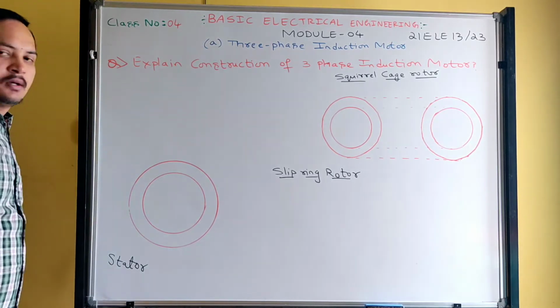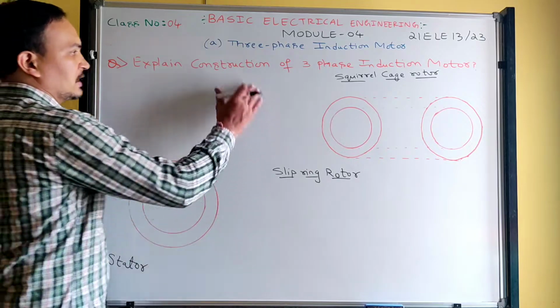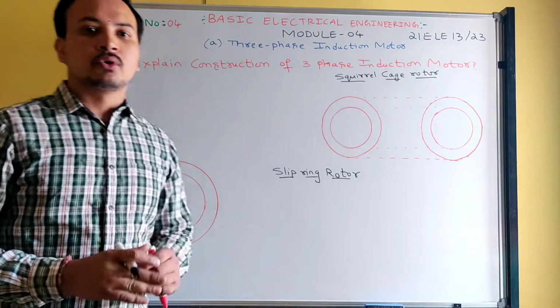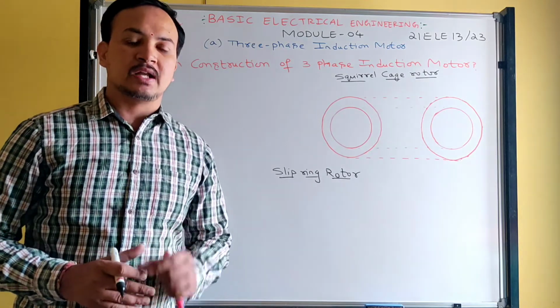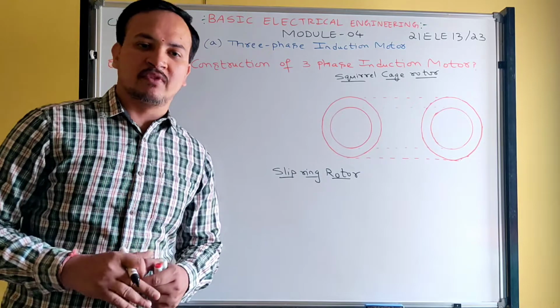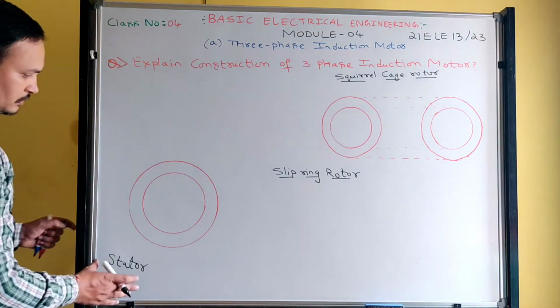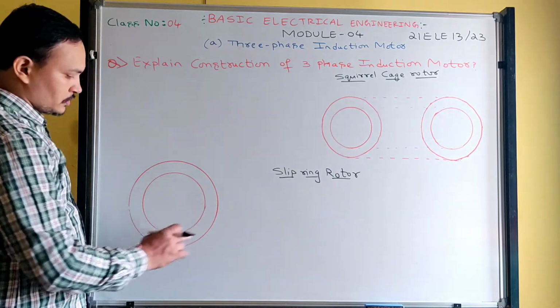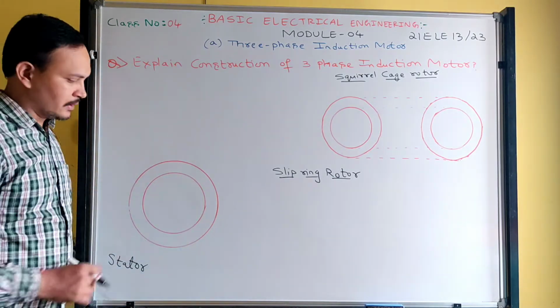So let's start the topic. Generally, the construction of three-phase induction motor is divided into two parts. One is called stator, another one is called rotor. So let's start with the stator construction. So this is the stator construction. Okay. So it will be in a cylindrical manner.